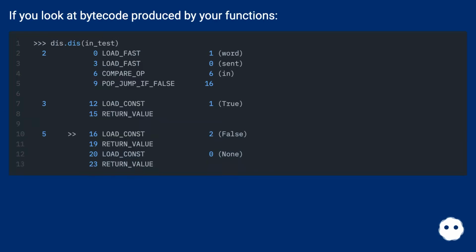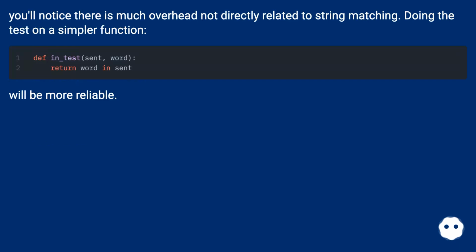If you look at the bytecode produced by your functions, you'll notice there is much overhead not directly related to string matching. Doing the test on a simpler function will be more reliable.